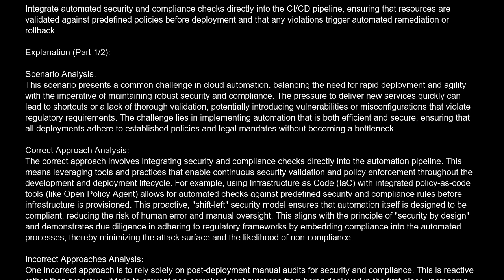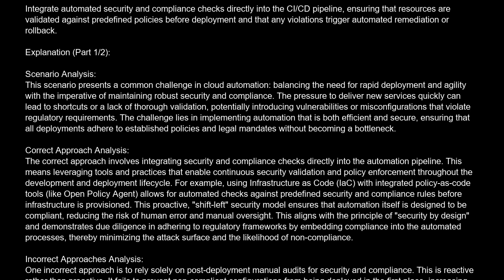Explanation. Scenario analysis. This scenario presents a common challenge in cloud automation, balancing the need for rapid deployment and agility with the imperative of maintaining robust security and compliance. The pressure to deliver new services quickly can lead to shortcuts or a lack of thorough validation, potentially introducing vulnerabilities or misconfigurations that violate regulatory requirements. The challenge lies in implementing automation that is both efficient and secure, ensuring that all deployments adhere to established policies and legal mandates without becoming a bottleneck.